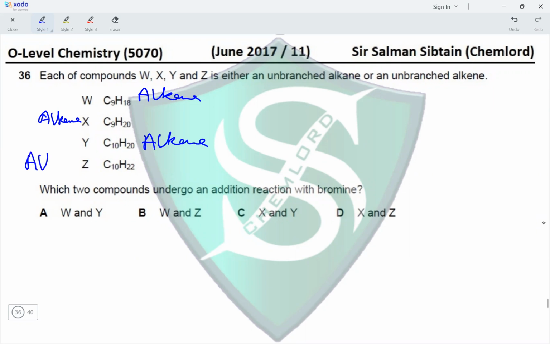And Z is C10H22. This is an alkane. So the alkanes are the ones in which the name is written on the left, and the alkenes are the ones with the name written on the right. Which two compounds undergo an addition reaction with bromine? So alkanes undergo substitution reactions, alkenes undergo addition reactions. So alkenes are W and Y. And since W and Y are the correct options, option A is the correct option for this question.